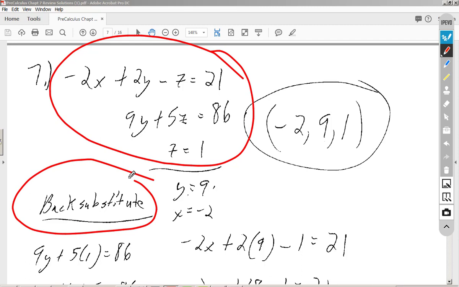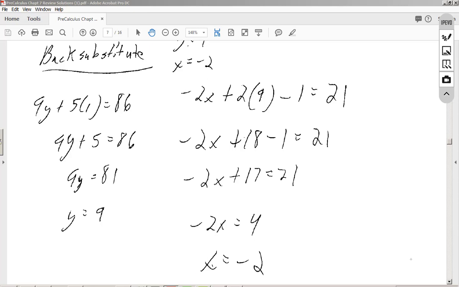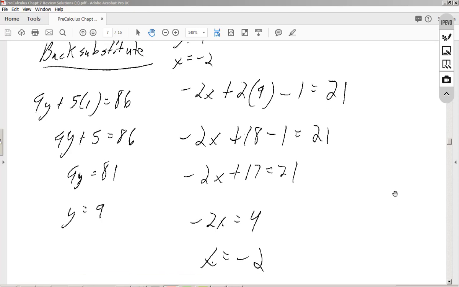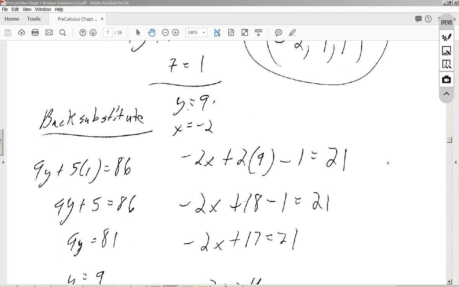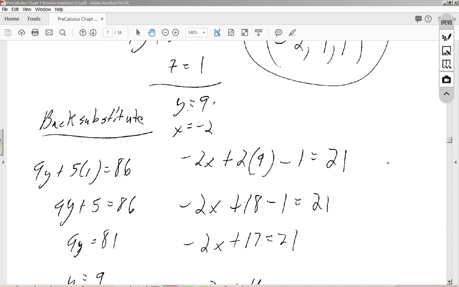So using the back substitution, I'm going to take this 1 and put it into my equation. So I write it down right here, and I'm going to go ahead and solve for y. After substituting in the 1, I got 9y, and remember my z was equal to 1. So I got 9y plus 5 all equals 86. I subtract 5 from both sides, I get 9y equals 81. I divide by 9 and I get y equals 9. So now that I've done that, I can go ahead and start to fill this in. So now I have z equals 1, y equals 9, x equals negative 2.